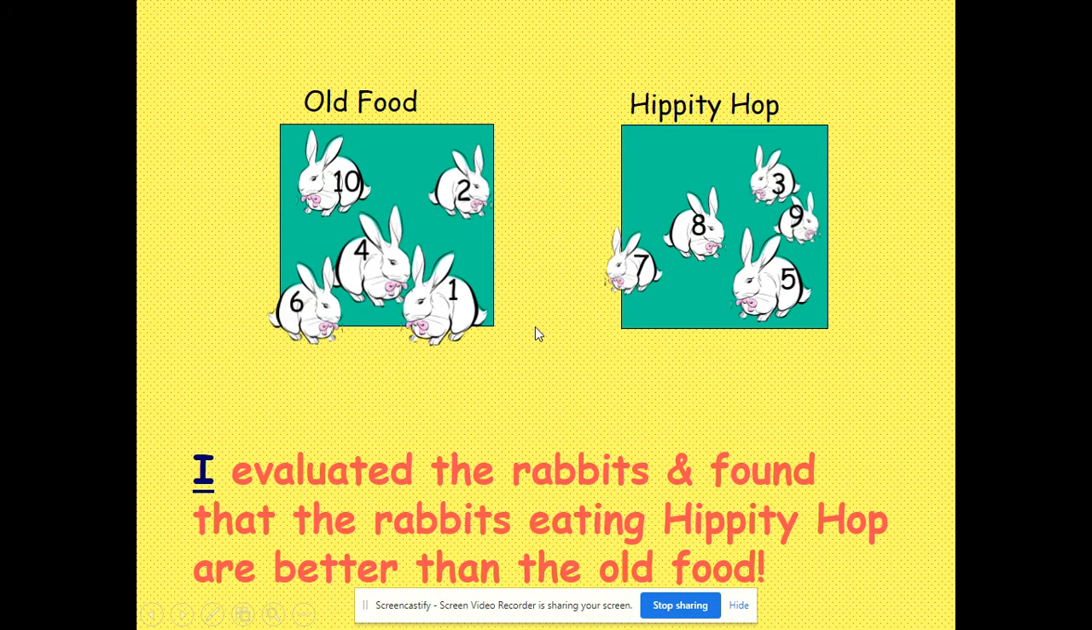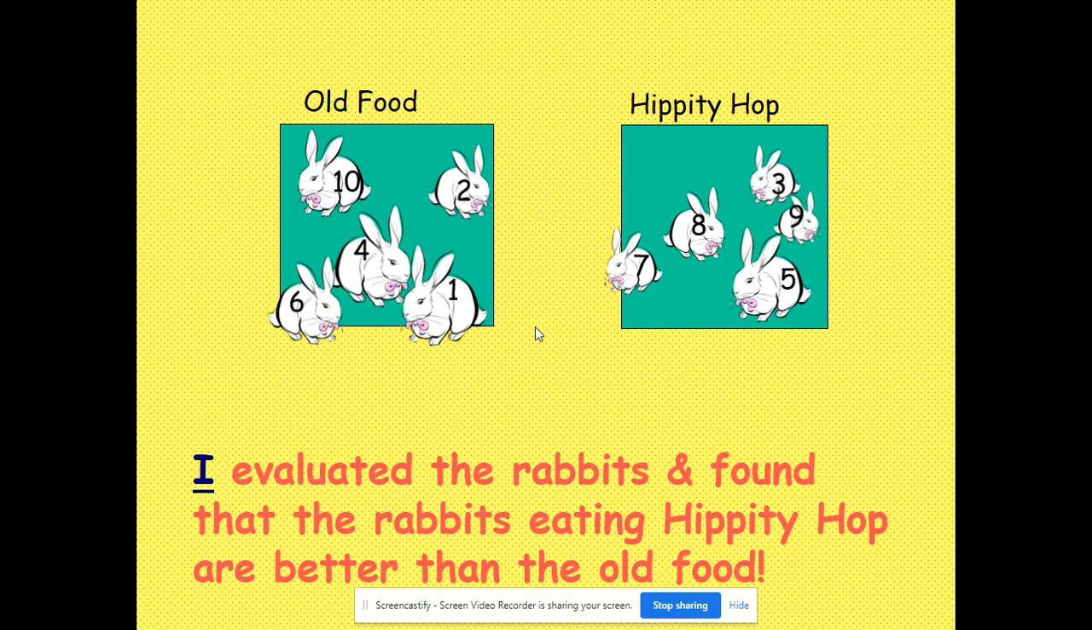So at this point, I evaluated the rabbits and found that eating my rabbit food makes them better. What is the issue there? It is that I did it. So why is that an issue? You have personal bias. I have personal bias. It's my rabbit food, so I'm going to be looking for things that make it look like my rabbit food was better. So I want to take myself out of this.